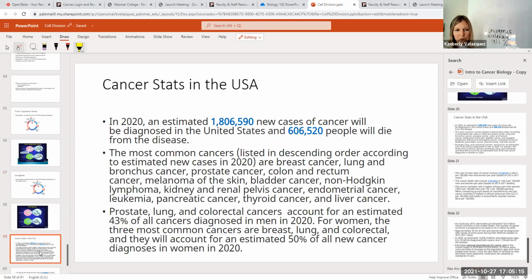These are just some quick cancer stats. It's pretty horrible. The most common cancers are breast, lung and bronchus, so that's bronchial tubes, prostate, colon, melanoma, bladder cancer. You can just read that list there. Men, 43% of cancers in men are prostate and lung and colorectal. And for women, it's breast cancer, lung cancer, and colorectal.